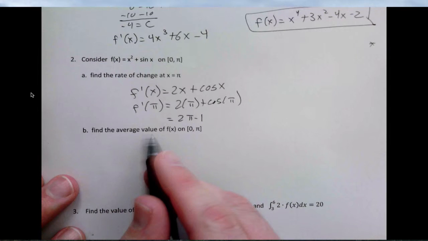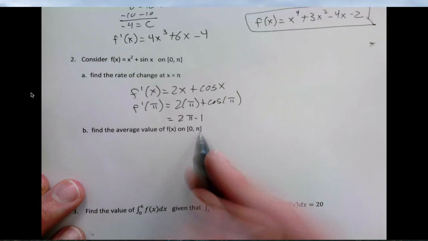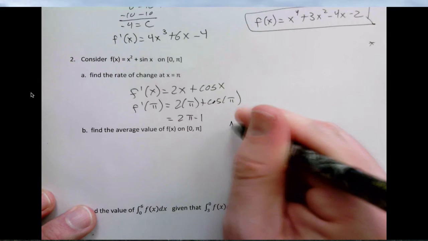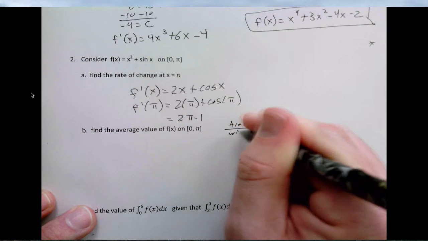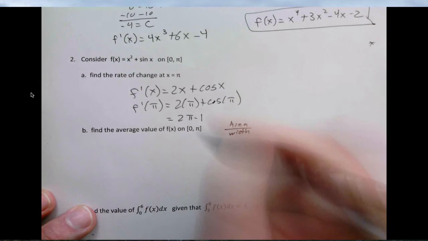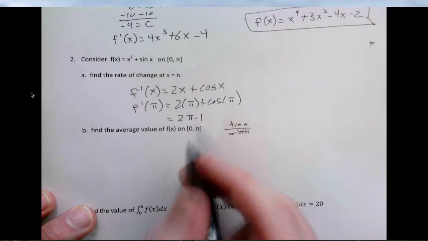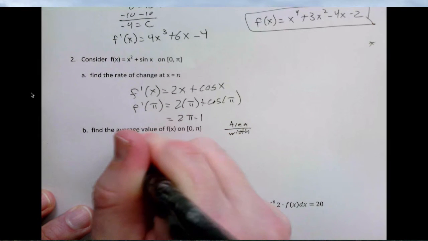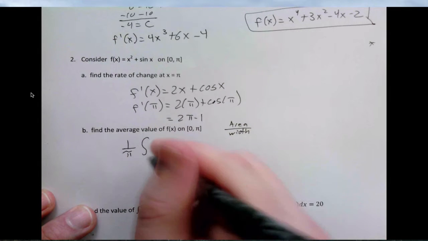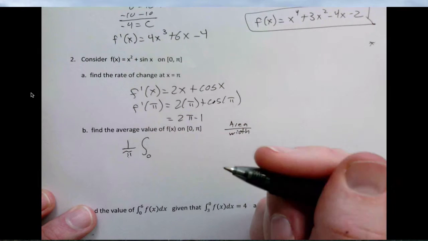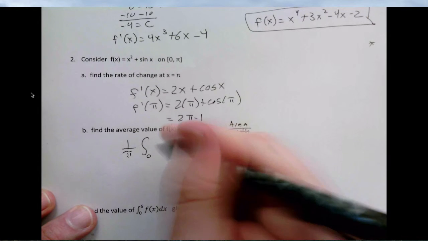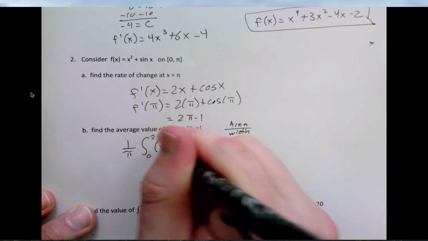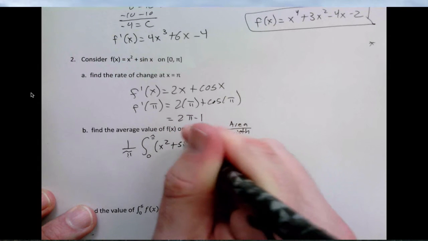All right, next says find the average value of f on 0 to pi. Okay, the average value of a function is basically the area divided by the width. Okay, so I need to, how wide is this? From 0 to pi is 1 over pi. So I'm doing 1 over pi, essentially this divides us by the width right there. And I have 0 to pi, and I need to then integrate the function we are trying to average.